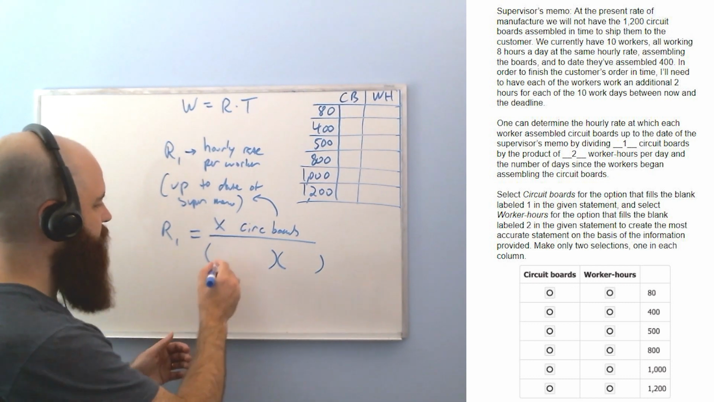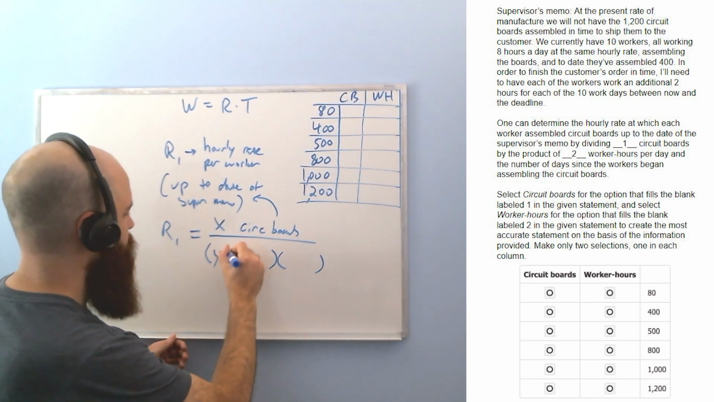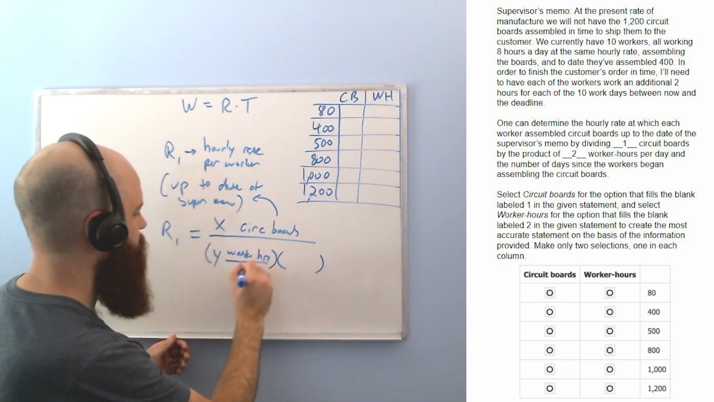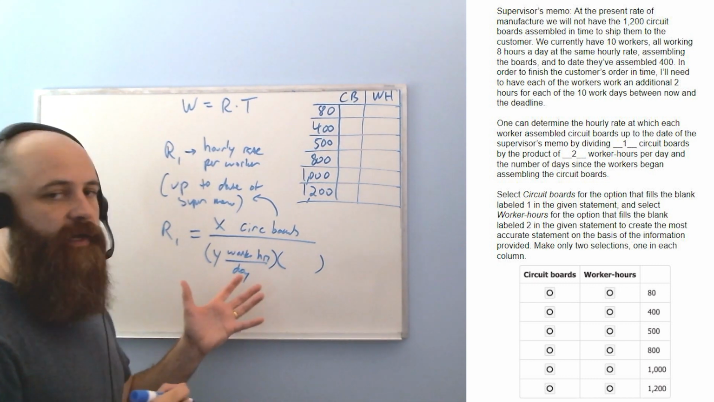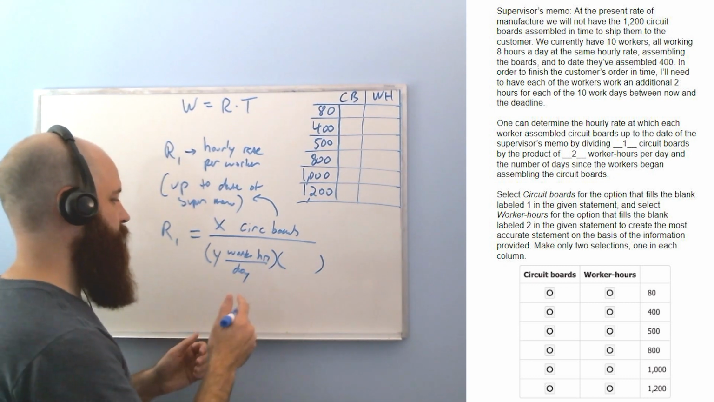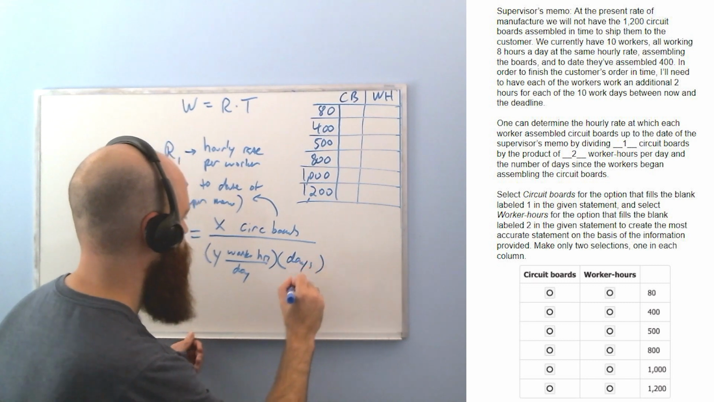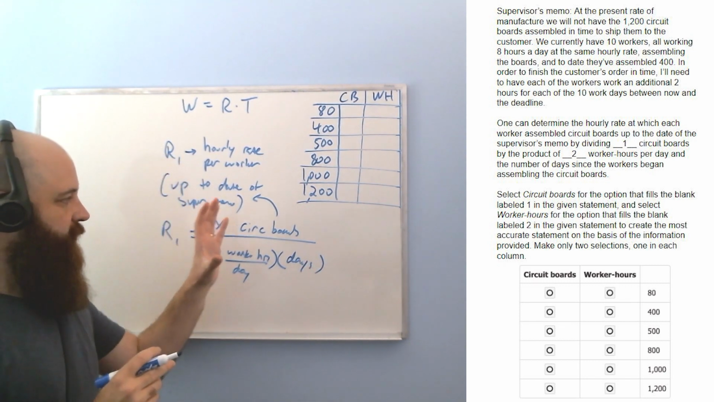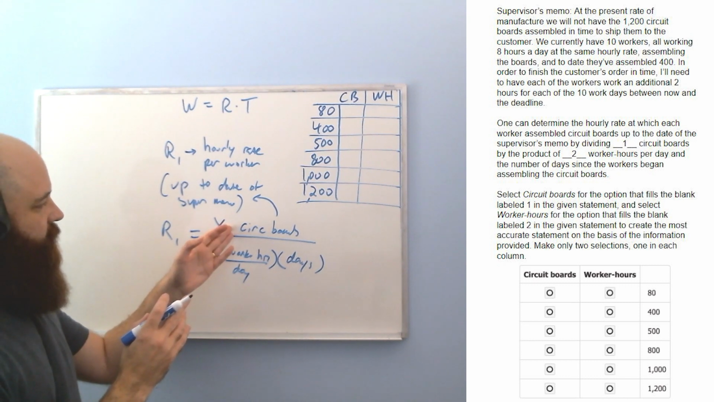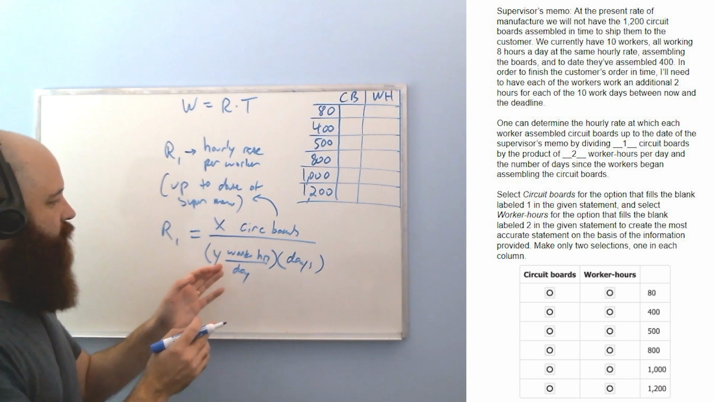Okay, that's another blank. I'll give it a variable. Let's call it y. And what are the units for that? They're worker hours per day. So the product of that and the number of days since the workers began assembling the circuit boards. Okay, so this is days. So I think I have my mind wrapped around what I want. It's x circuit boards that were made up to the date of the supervisor's memo and y worker hours per day.